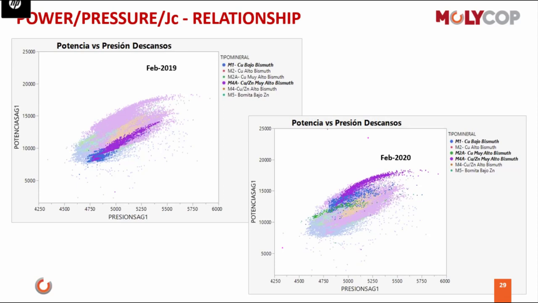So this is an example for an operation. This is a comparison of 1 month, February 19 against February 20. You can notice the pressure in the X and the power in the Y. And you can see that the operation is trying to maintain as maximum as possible a high variable pressure in the mill. And also in the other month, February 20, you can see there are some events where the pressure is higher than desired, and the throughput is not increasing, the power is at the maximum.